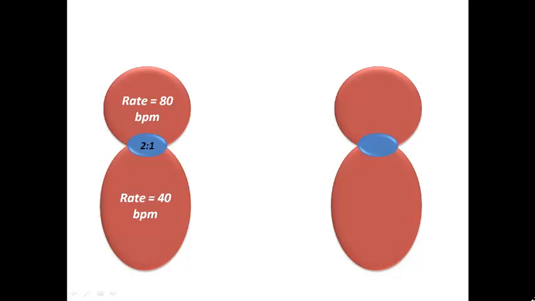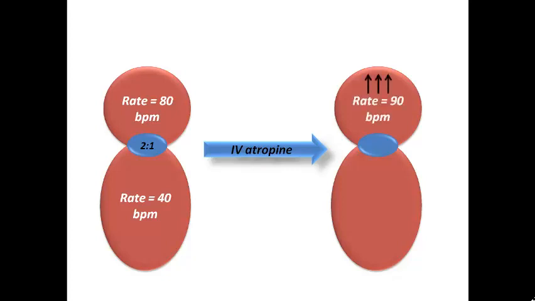So for example, if the patient has 2:1 AV block caused by Mobitz type 2, the atrial rate, for example, was 80 beats per minute, and so the ventricular rate was half, which was 40 beats per minute, and then you give IV atropine, assuming that you are increasing the heart rate and you are helping the patient, what would happen? The atrial rate was increased, for example, to 90 beats per minute. And what would be the behavior of the AV node?